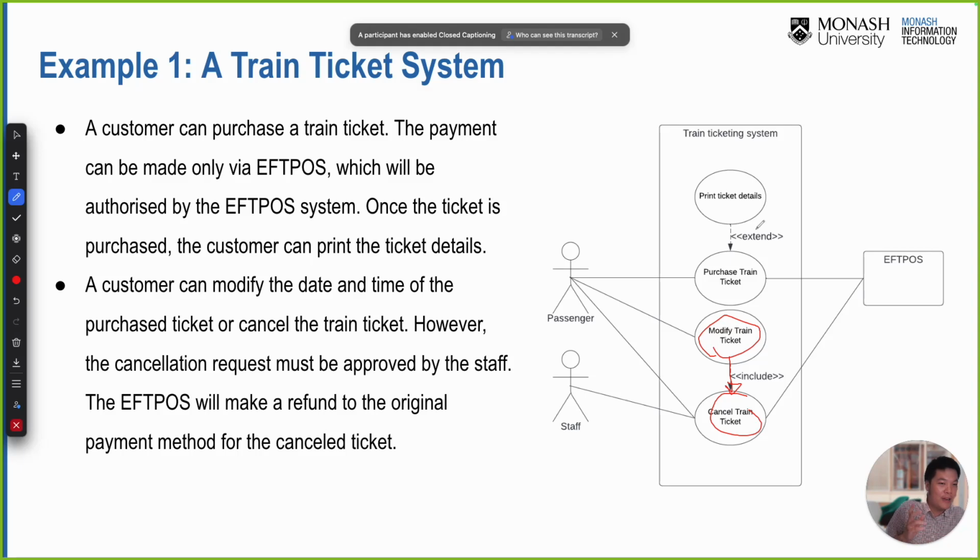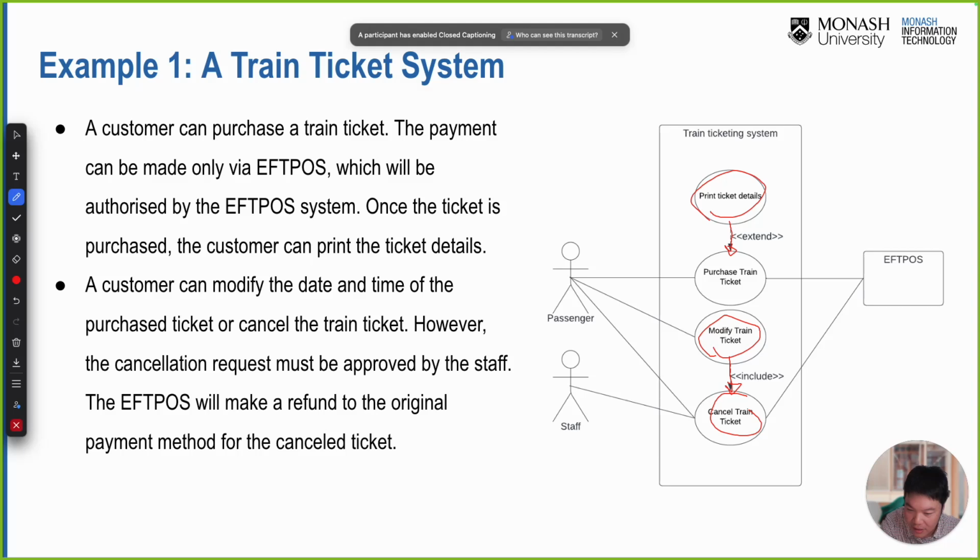Differently, for the extend use case, it means that the extend use case here, the print ticket, is optional. Okay, it's not mandatory at all, and the arrow points inwards, towards the main use case. Okay, so it is different in include and the extend.